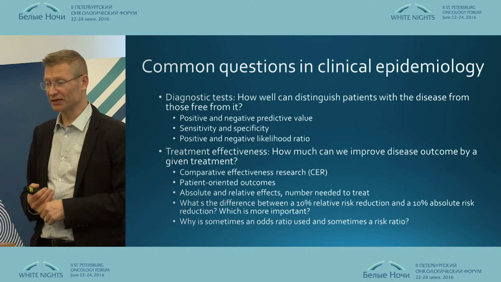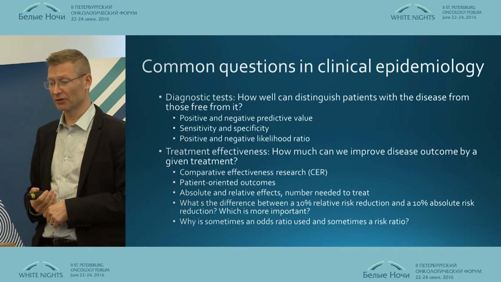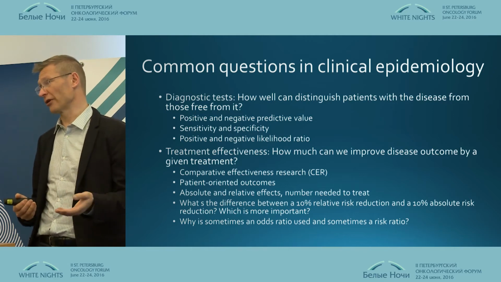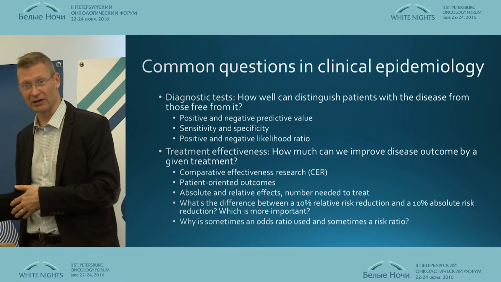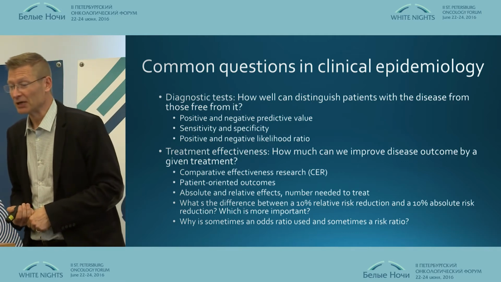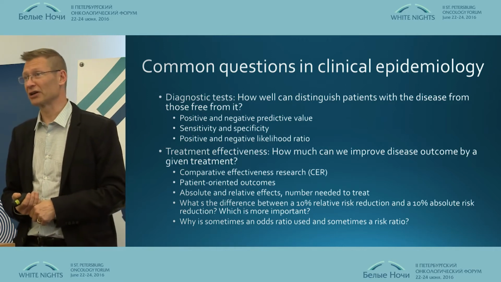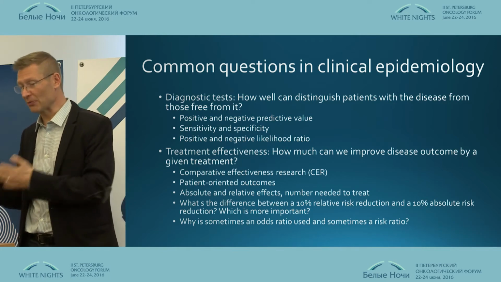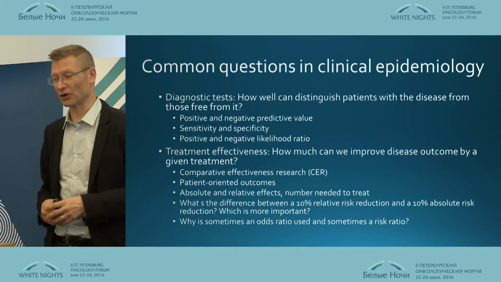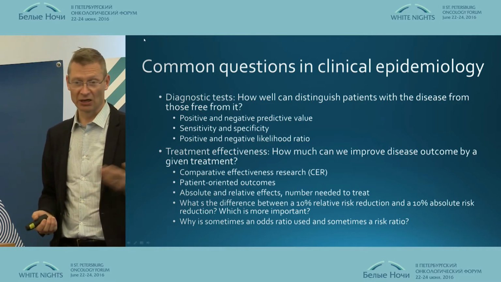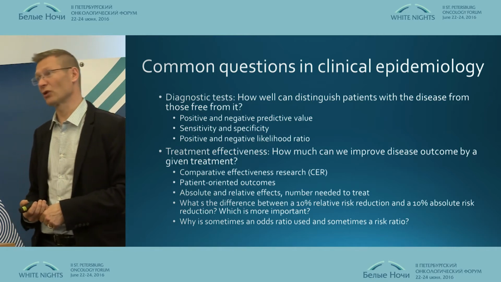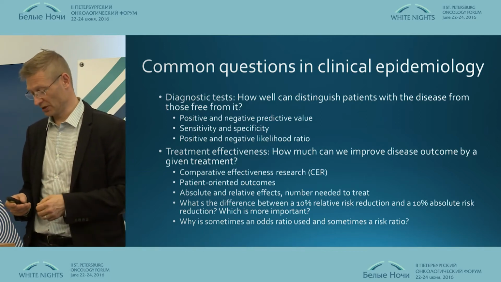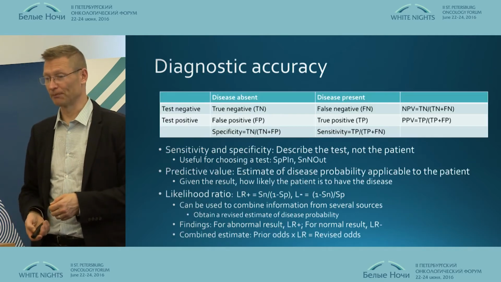Some more technical details, issues that will be discussed during this workshop, are absolute effects and relative effects, number needed to treat, which I was already referring to. I hope everybody is able to calculate them, well, definitely after this workshop. And understanding issues like what's the difference between a 10% relative risk reduction and a 10% absolute risk reduction, and which is the thing that we should be looking for. And very basic issues such as why we are sometimes using risk ratios and sometimes odds ratios, so those should also be quite clear to you after completing this workshop.